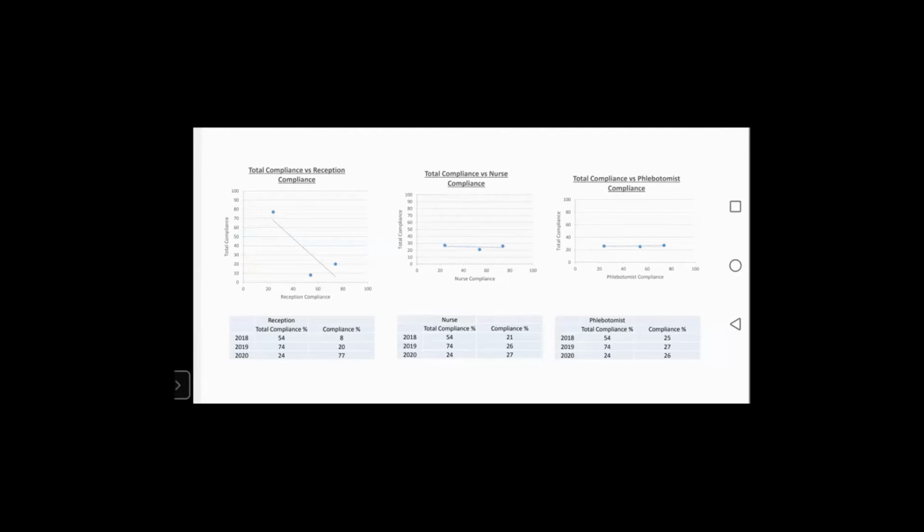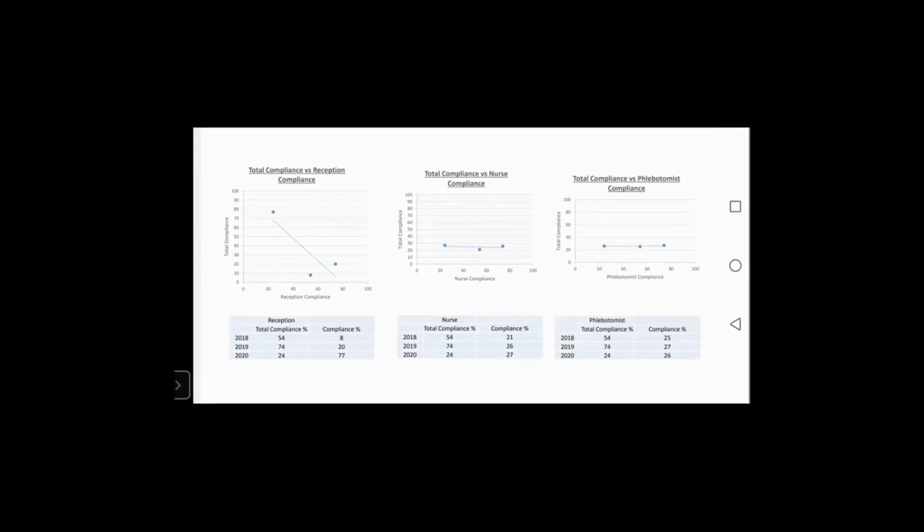Here we can see that the relationship is descending, it's not ascending, descending, and it is negative. And this is the only significant department where we can notice there is a problem, the reception. But apart from that, here in the nurse and the phlebotomist, we can see that there is no effect, no change, nothing from their side.